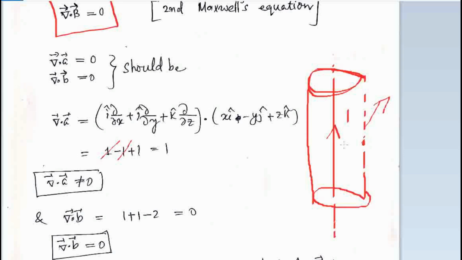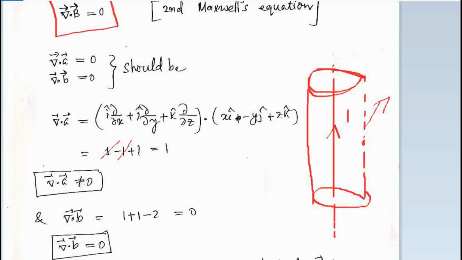But if the current is changing, then you will get a variable magnetic field. In both situations, whether it is varying or constant, the del dot B operation is always 0. But here, if you apply the del operator on vector A, you will not get 0. That means A is not a magnetic field.